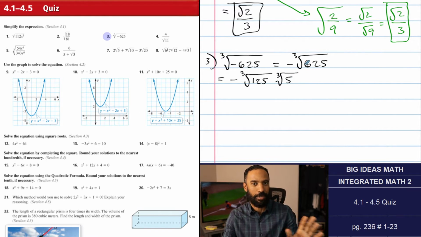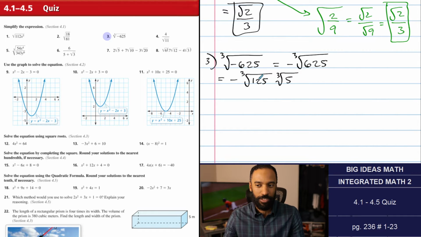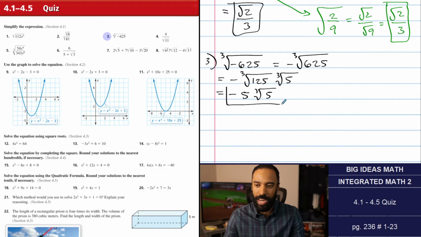I think I didn't mention that 625 is 5 to the 4th power as well. Cube root of 125 is indeed 5, and I have that times the cube root of 5 still within. It is negative. That is the final answer for number 3.